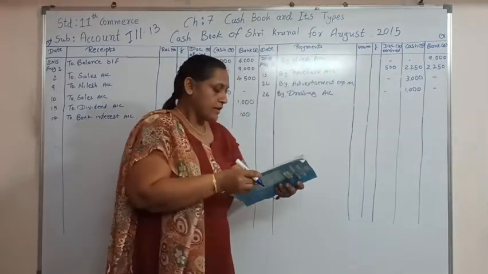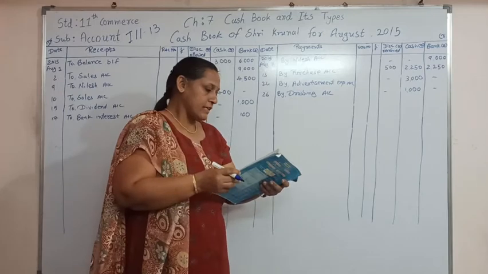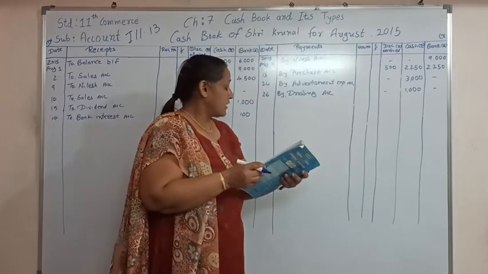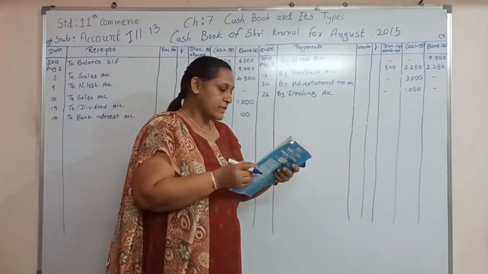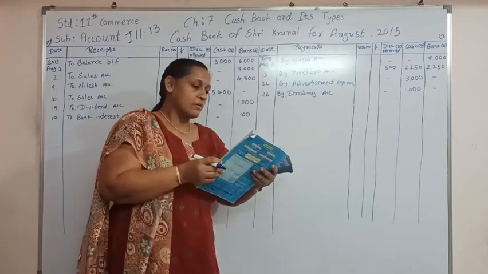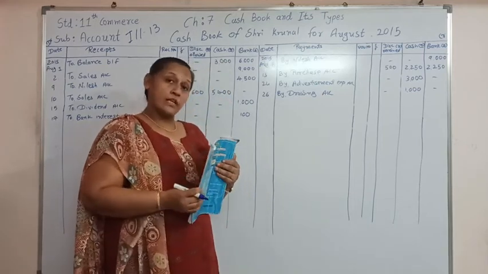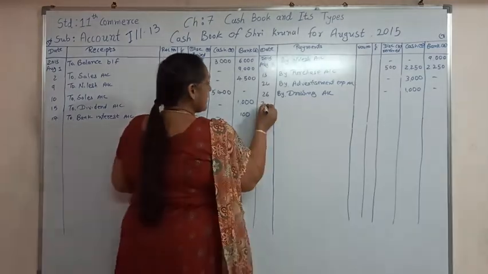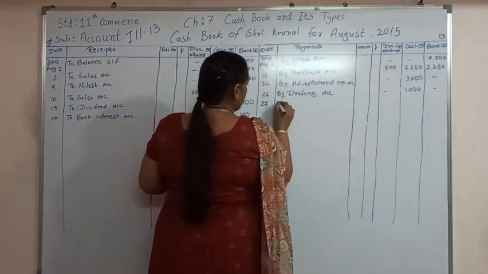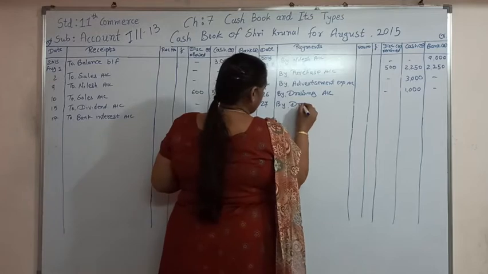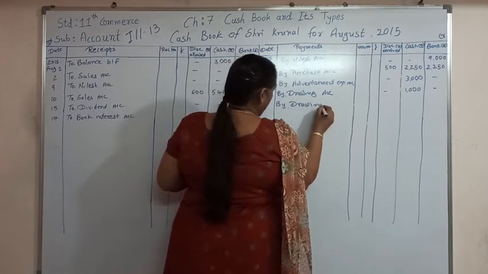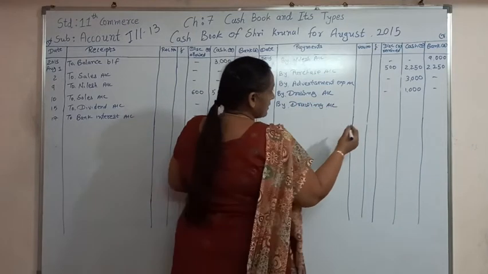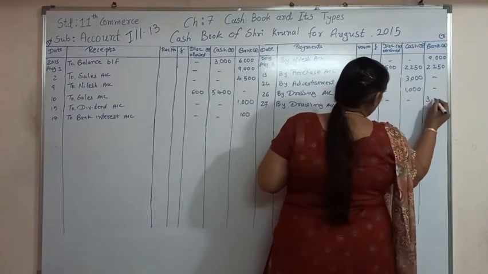Now on date number 27, furniture of rupees 3,000 purchased for home, and the amount is paid by check. So that is again a drawing. So we are going to write down by drawing account, and the amount is paid by check, so that will be 3,000.